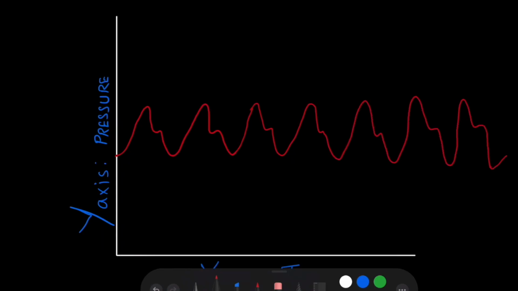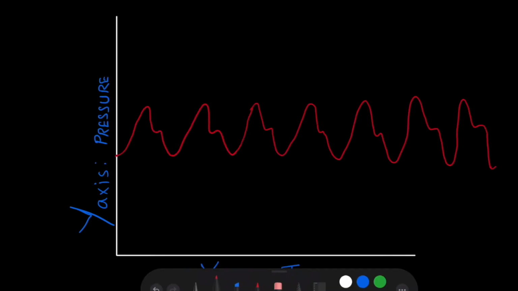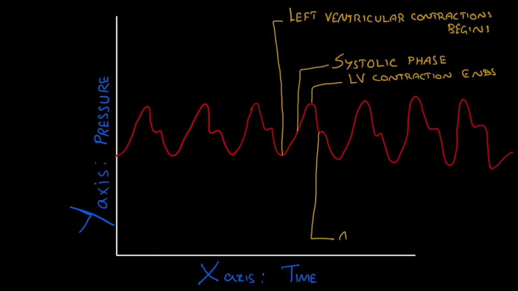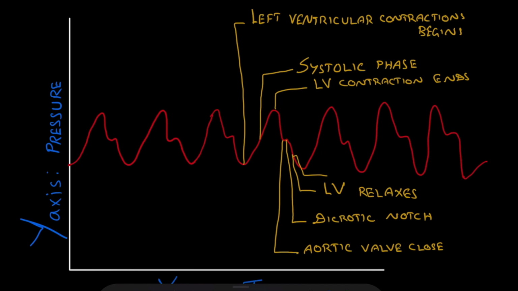So explain to me the normal and abnormal arterial waveform. Normal arterial waveform: the y-axis is pressure and the x-axis is time. Left ventricular contraction causes a surge in pressure, which gives us the systolic phase. When left ventricular contraction ends, the aortic valve closes. That gives the dicrotic notch. After the aortic valve closes, the left ventricle relaxes. That causes a downward trend in the pressure. That's called the diastolic phase, followed by left ventricular contraction again, and the cycle continues.